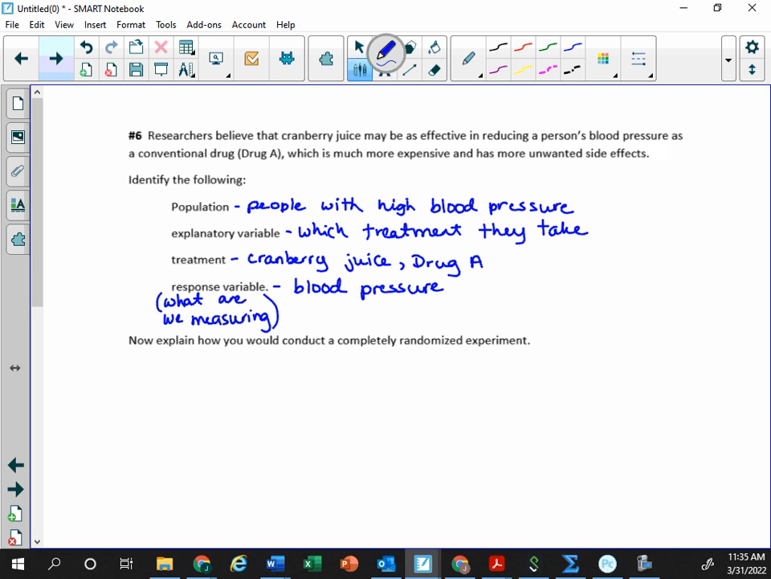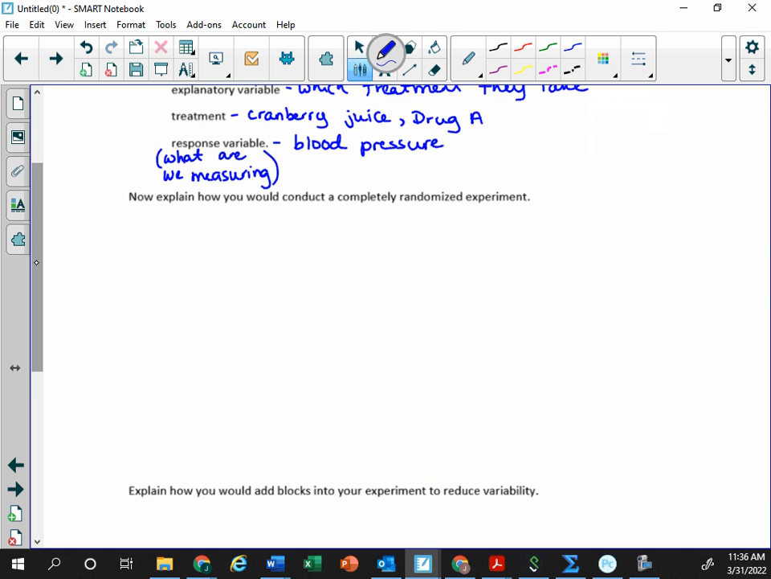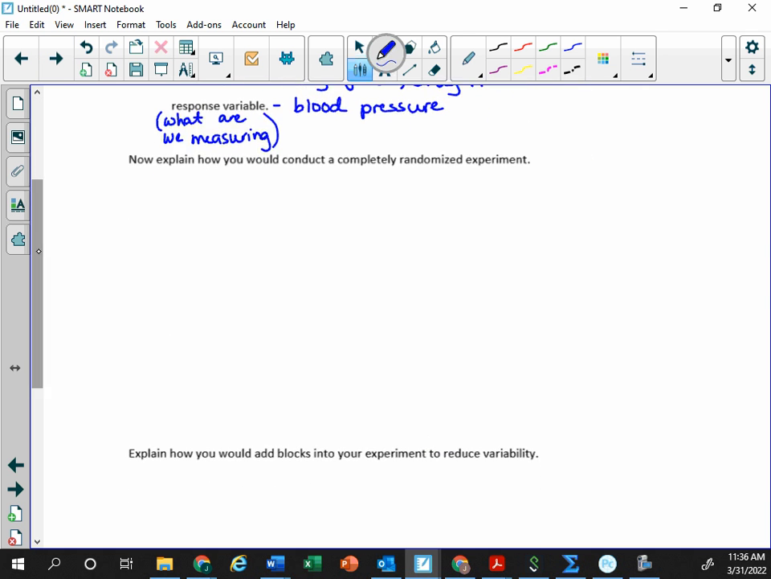Okay, so let's walk through how you're actually going to conduct this random experiment and how you're going to explain that to people. So I'm going to write out the steps first, and then I'm going to actually do it almost in pictures because I think that's easier to see the flow through the experiment. So the first step you're always going to have to do is select your experimental subjects.